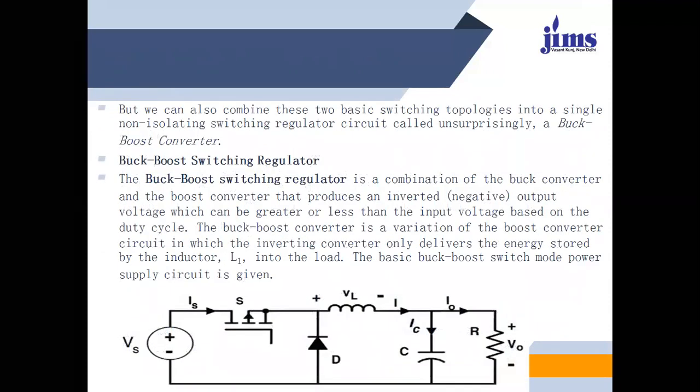boost switching regulator. The buck boost switching regulator is a combination of buck and boost converter that produces an inverted negative output voltage which can be greater or less than the input voltage based on the duty cycle. The buck boost converter is a variation of the boost converter circuit in which the inverting converter only delivers the energy stored by the inductor L1 into the load. The basic buck boost switch mode power supply circuit is given like this.